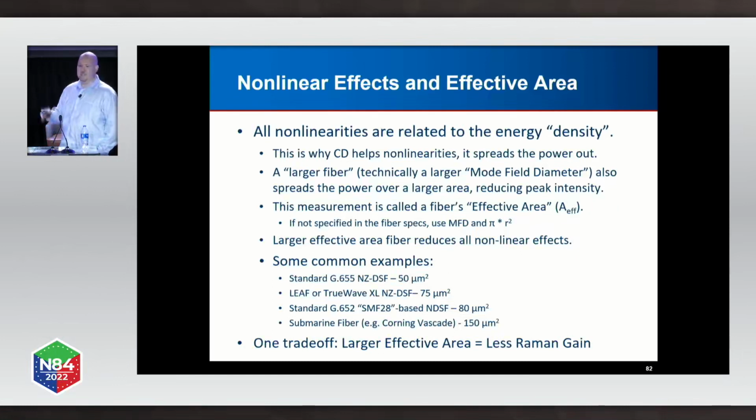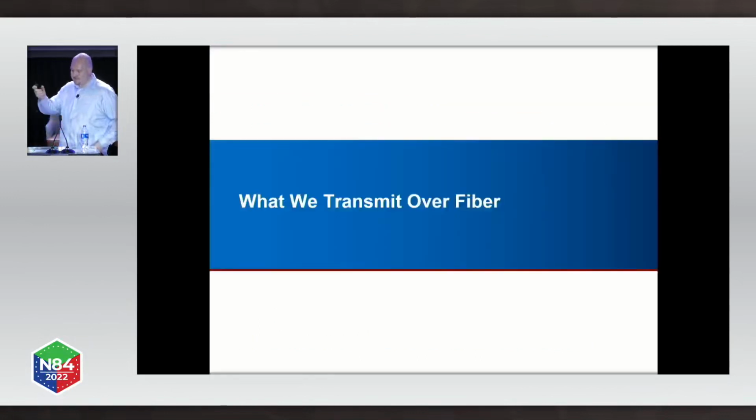And then you look at your submarine fiber. So for example, Corning Vascade is a product. You get up into 150 micron squared. So remember, one trade-off here is that the larger the effective area, the less the Raman gain, because Raman is a kind of nonlinear effect. So you trade this off. If you have classic 652, then you get to put more power into the system, but you get less Raman gain. If you have a dispersion shifted fiber, you can put less power in, but you get more Raman gain. So they balance each other out pretty well, but you have to take that into account in your designs.